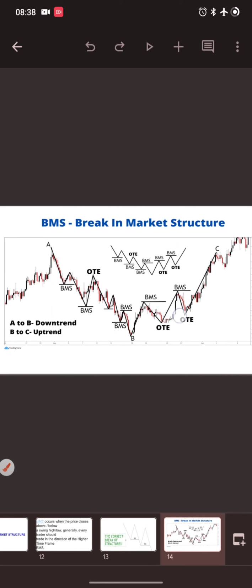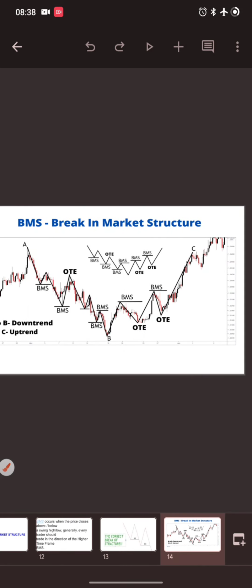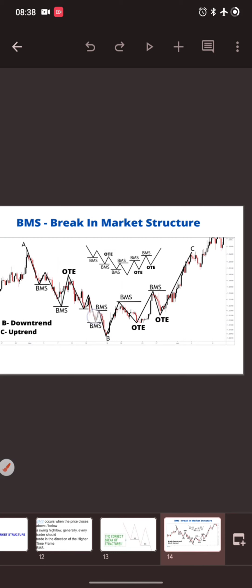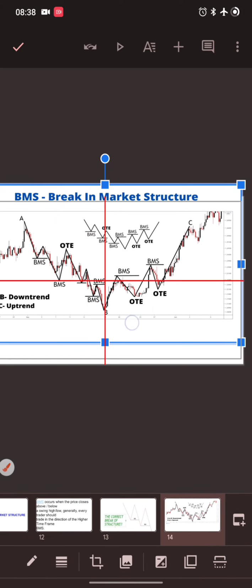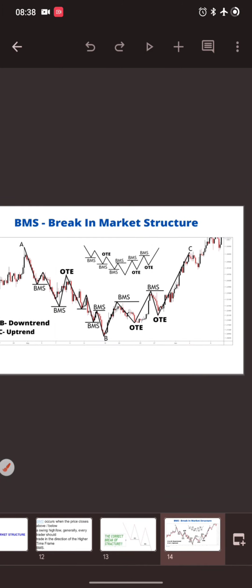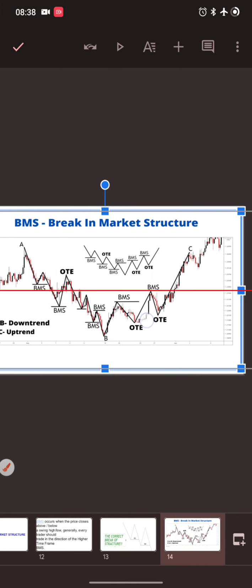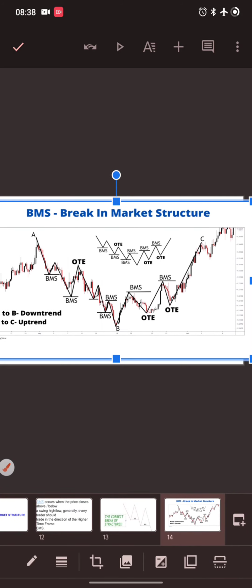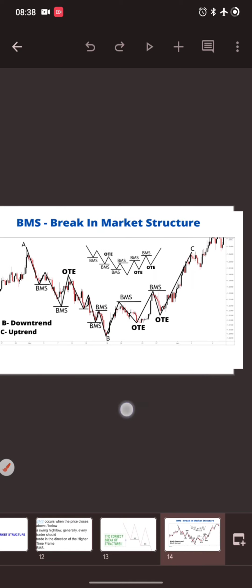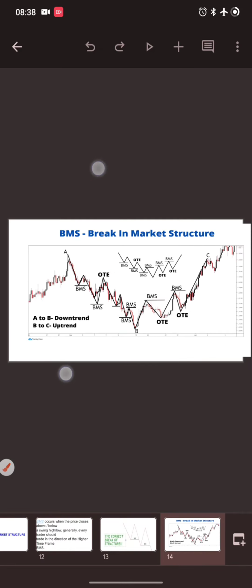Then the same thing goes for the uptrend. That is from point B to point C, it is going upwards. It broke the initial high that was there, around here. That's where the initial high was. It broke above it, retraced, then went upwards again, breaking above the former high that was being formed. So yeah, this is basically how market structure works, and that is break of market structure.